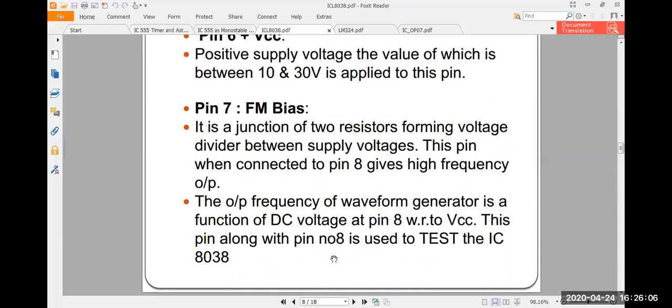You can read this. Pin number 7 is FM bias, which is a junction of two resistors forming a voltage divider across the supply voltage. This pin, when connected to pin number 8, gives high frequency output. The output frequency of the waveform generator is a function of DC voltage at pin number 8 with respect to VCC. This pin along with pin number 8 is used to test the IC 8038.